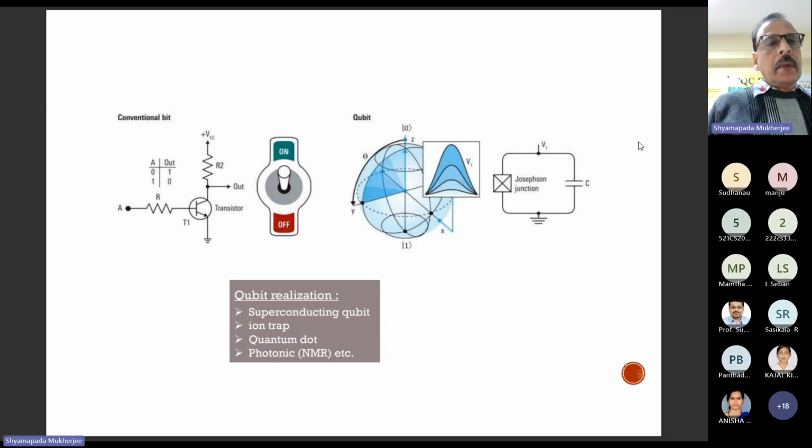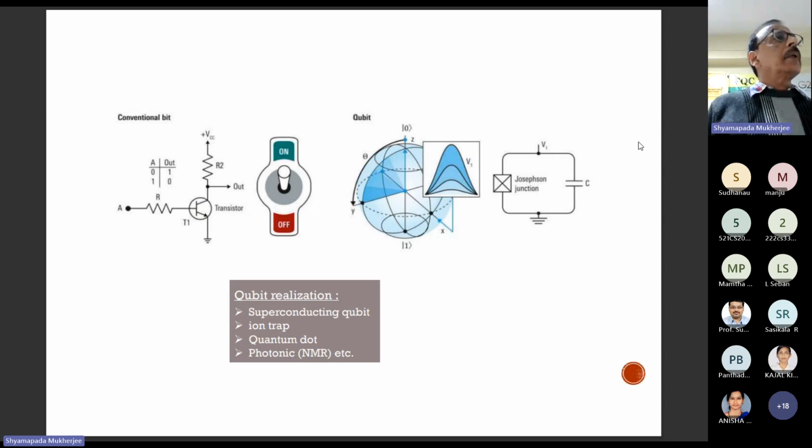Now you see, this gives a figure. A conventional bit uses a transistor circuit, which works like a switch, on and off. But in a qubit, it works through the Josephson junction. A Josephson junction is something related to superconductors, where the current can be controlled by superconducting devices. You must have heard about superconducting devices.